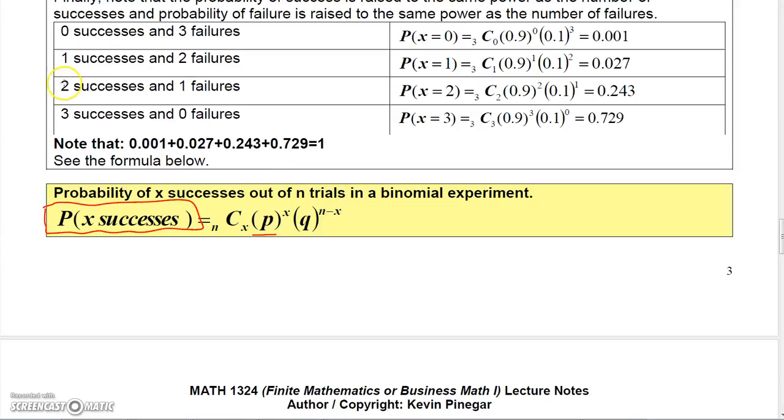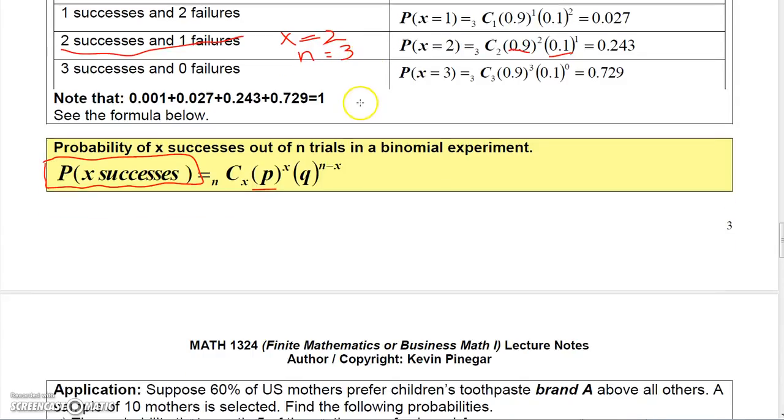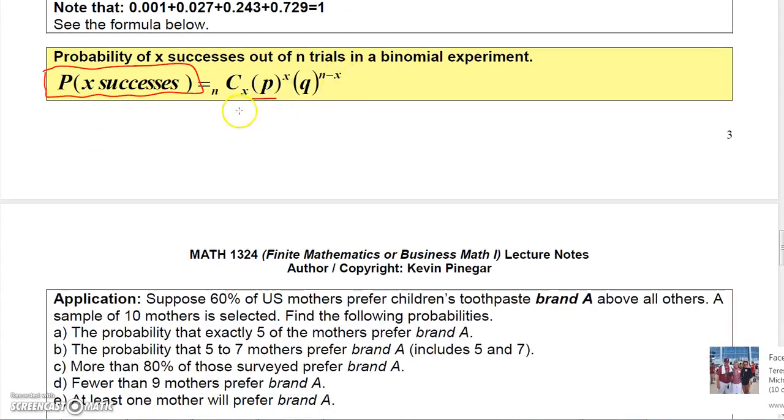So for instance here, for 2 successes and 1 failure, X is 2. And since N is actually 3 because I have 3 trials, I mean, sorry, not 3 trials. Well, it is 3 trials, but it's 3 plants. So the probability X is 2 would be 3 choose 2, and then the probability of success to the second power, and then the probability of failure to the first power, and you can think of the first power as 3 minus 2. So each of these can be calculated with this formula.